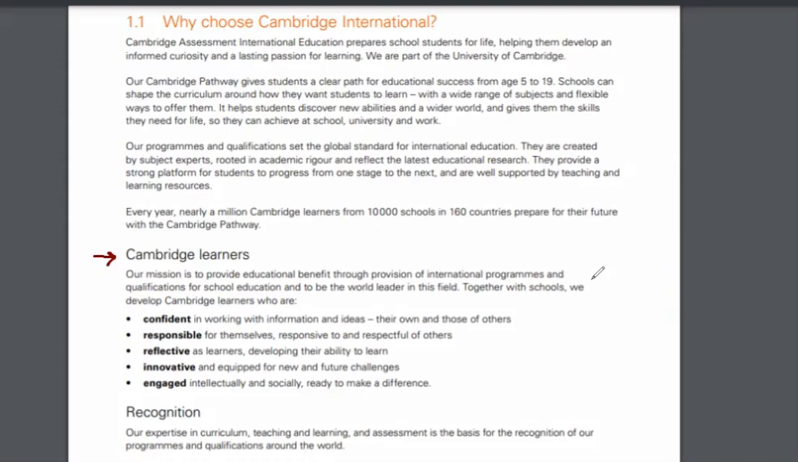Innovative, that is, full of creativity and equipped for new and future challenges. That is, by the time you appear for your CIE exams, you should have the ability to think outside of the box, be creative, engaged intellectually and socially. That is, ready to make a difference.